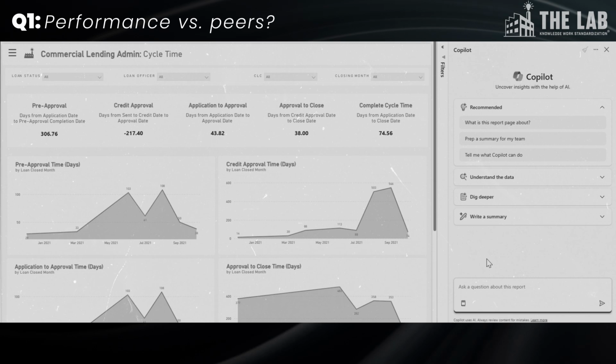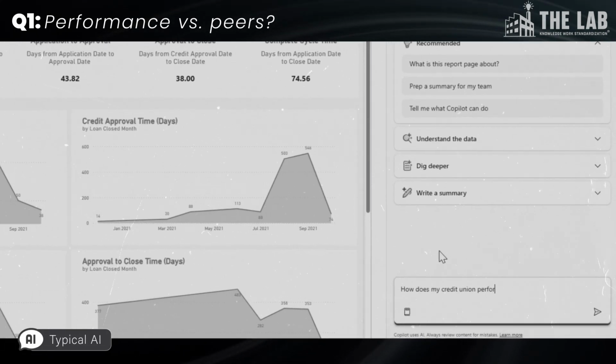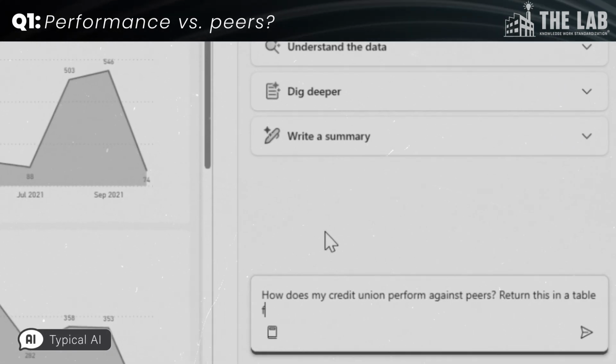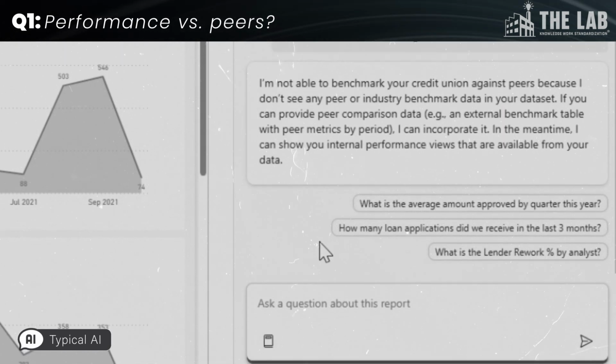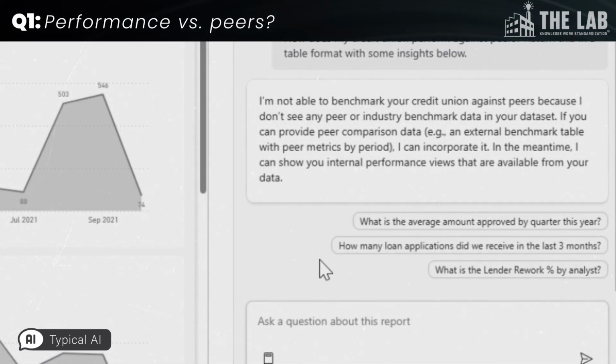Let's start with a simple question which every leader asks. How does my credit union perform against peers? Here's how typical AI responds. Look, it's asking you to tell it who your peers are. Not very helpful.